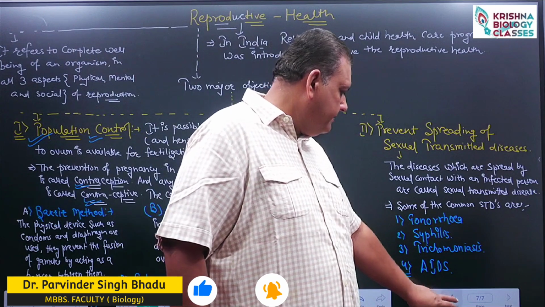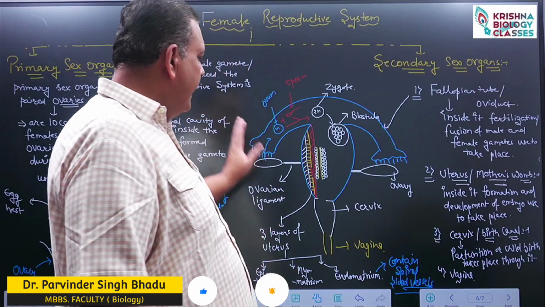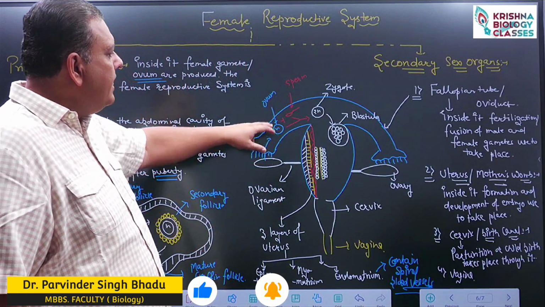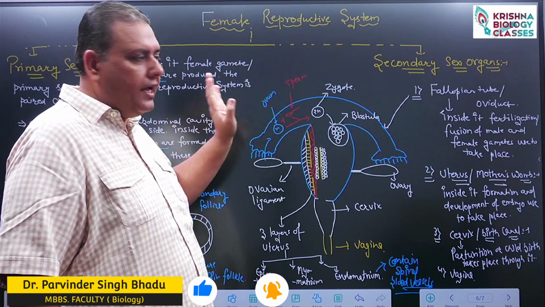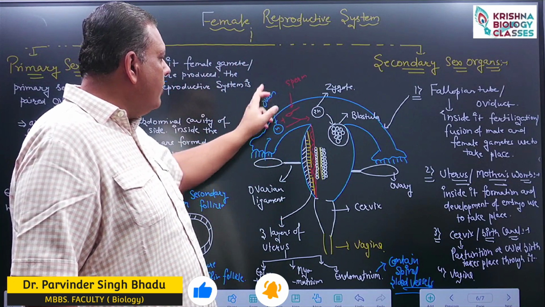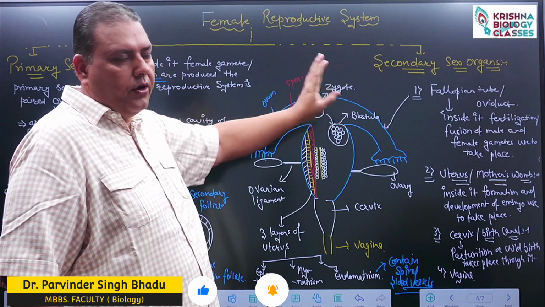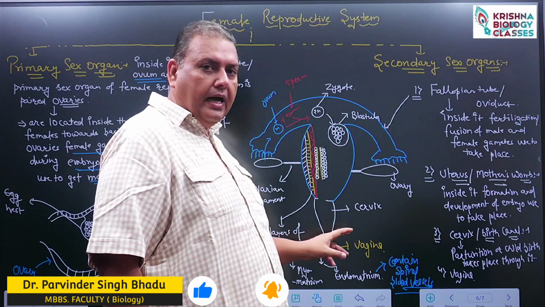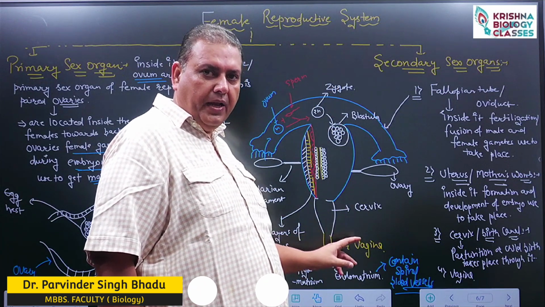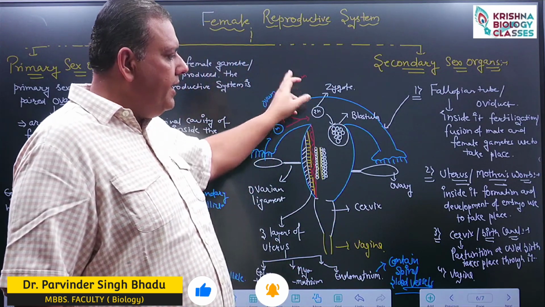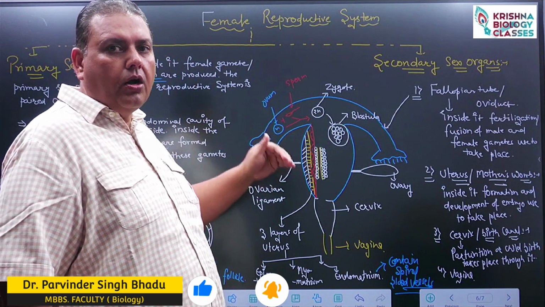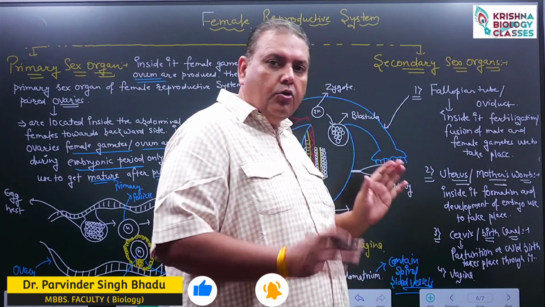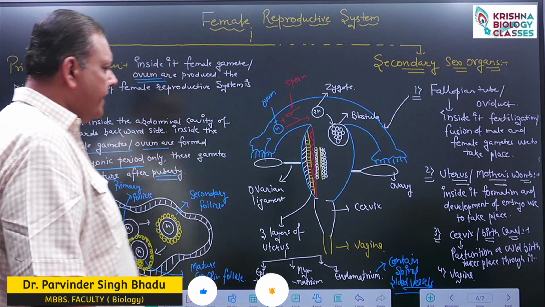Barrier methods are the methods which prevent the meeting of the male and female gamete. If we do not allow them to meet, then there will be no formation of zygote. So either the diaphragm is used by the female to prevent the meeting of the male and female gametes, or condoms are used by the male to prevent the mating.